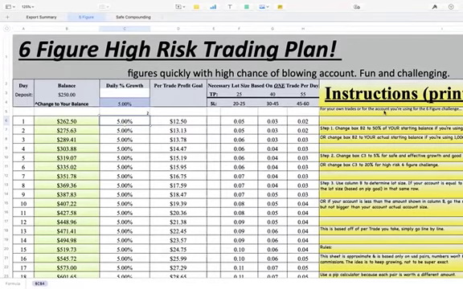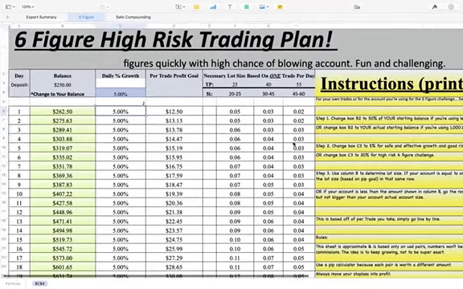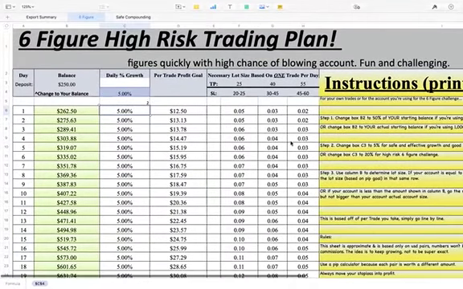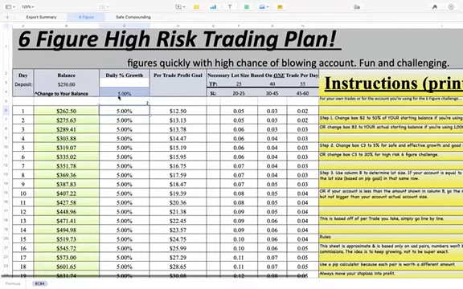So this is a compound spreadsheet. What it shows is the beginning balance that you want to trade from. So $250, that's the typical account somebody starts with.